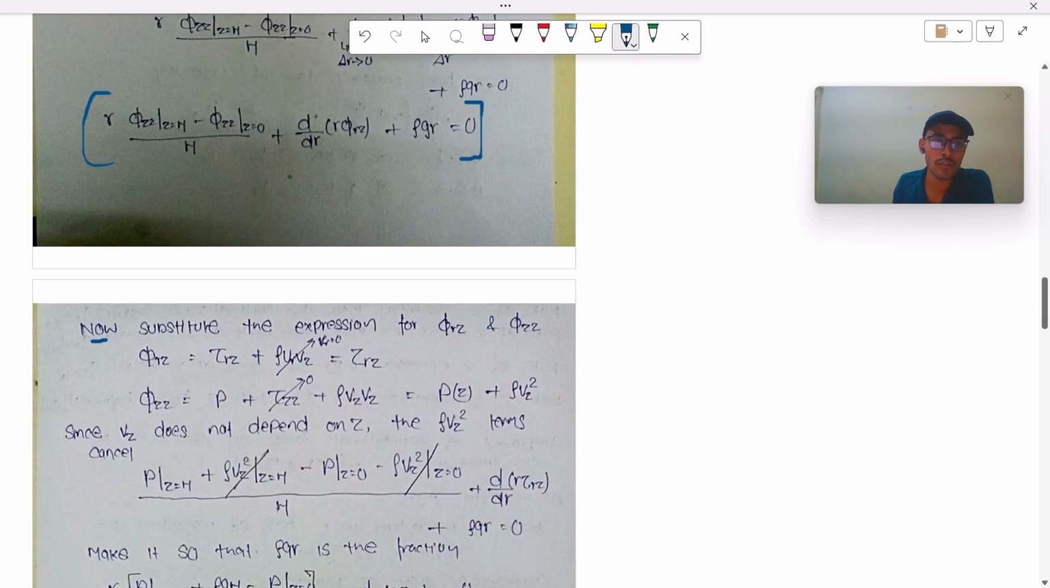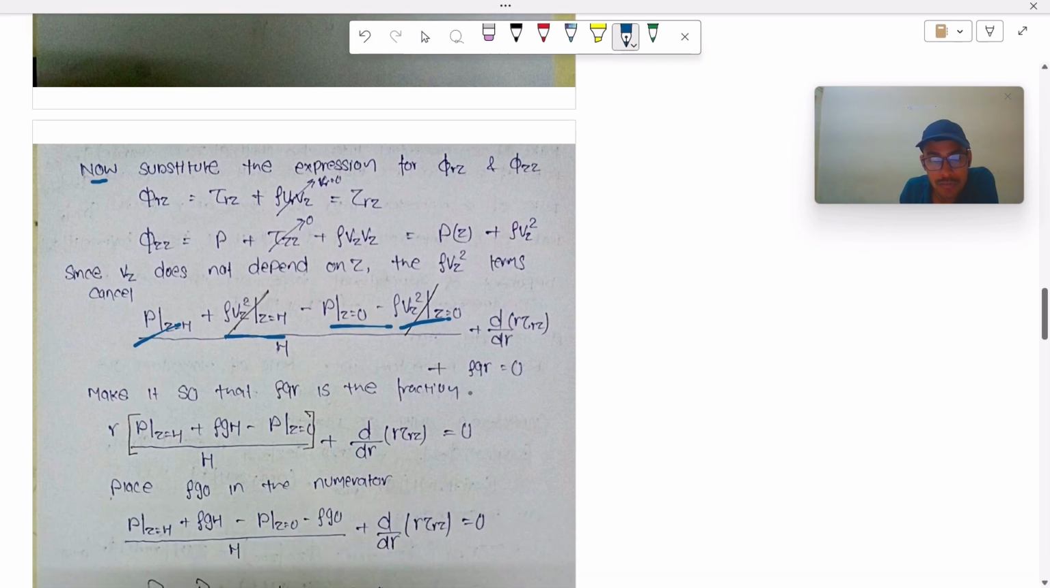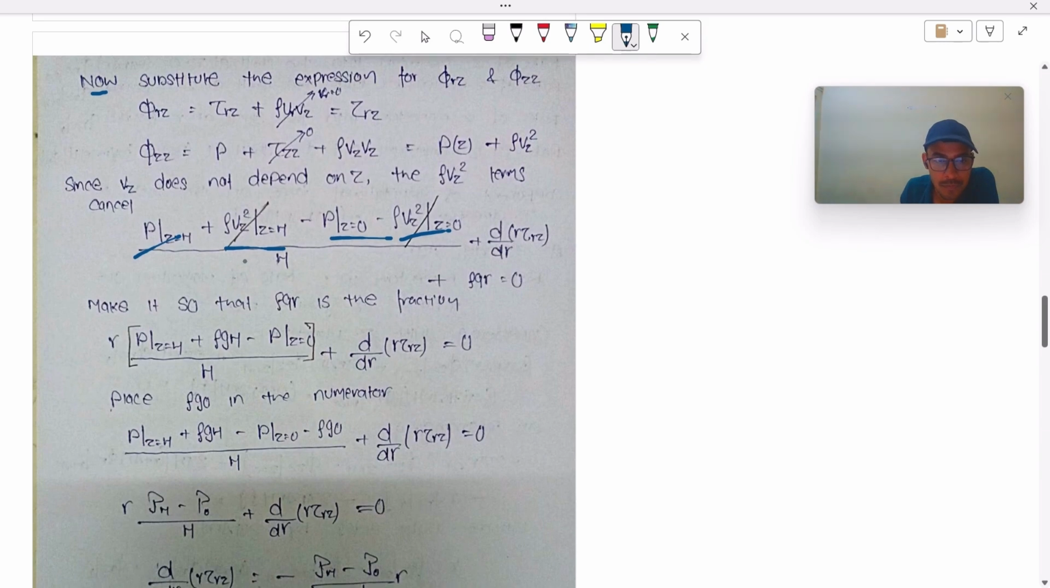So now putting this value in the above expression: P at z is equal to h plus rho vz square at z is equal to h, minus P at z is equal to 0, minus rho vz square at z is equal to 0, upon h, plus this term, which we came to from the definition of the derivative, rho times rho zr is equal to 0. We can see that since Vz does not depend on Z, the rho Vz terms will be cancelled, because Vz is not a function of Z, so velocity at position Z is equal to h and at Z is equal to 0 will be the same. That's why we cancel this term.